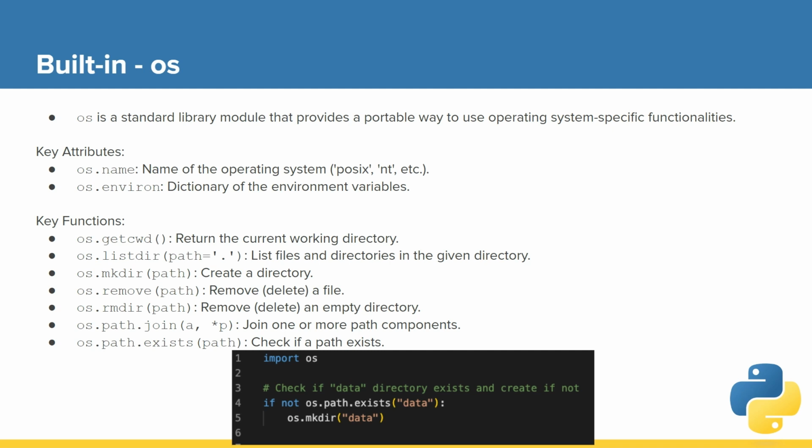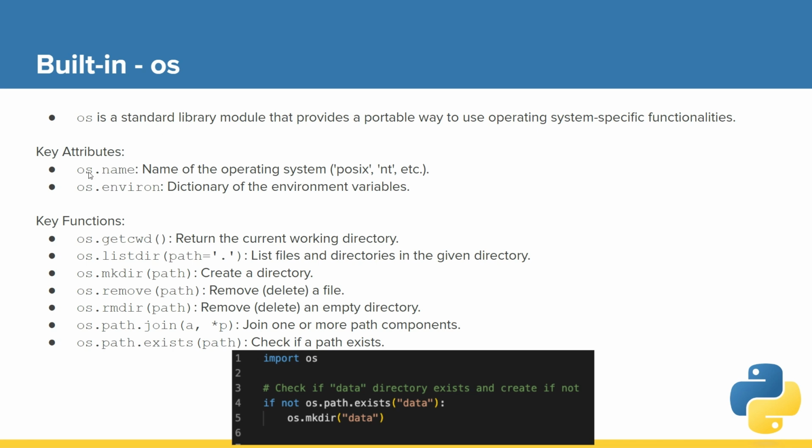The first module we'll discuss, the first built-in module, is the OS module, as we alluded to. And this is a standard library module. And what I mean by standard library modules is one of the built-in modules. It's installed with Python. We just have to import it in our code. So it's a standard library module that provides a portable way to use operating system specific functionalities.